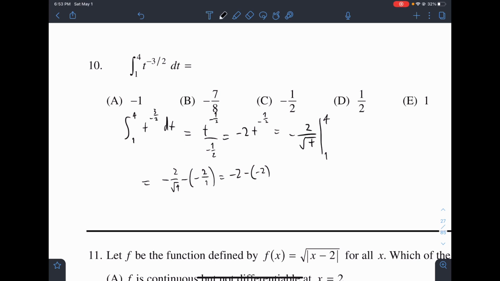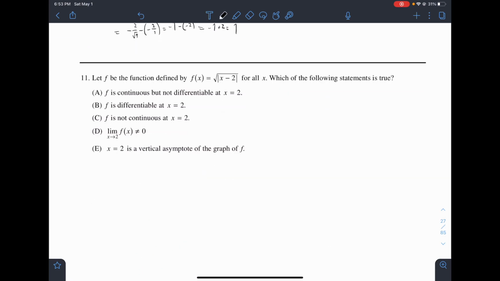2 over root t. Oh, this is 1. Sorry, this is negative 1. 2 over root 4, that's 2 over 2, so this is negative 1. And then this will equal negative 1 plus 2, which equals 1. So E. E is our answer. Sorry, I got a little confused there.